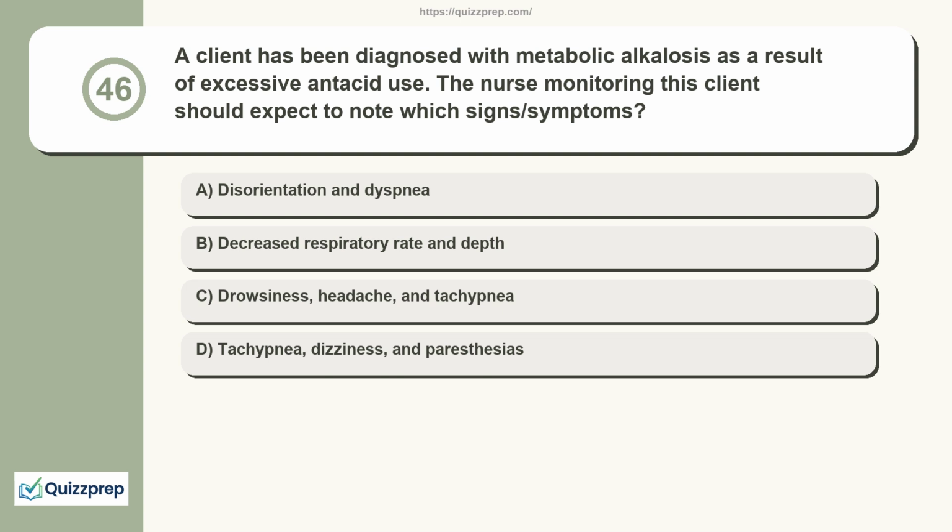Question 46. A client has been diagnosed with metabolic alkalosis as a result of excessive antacid use. The nurse monitoring this client should expect to note which signs/symptoms: disorientation and dyspnea; decreased respiratory rate and depth; drowsiness, headache, and tachypnea; dizziness and paresthesias.